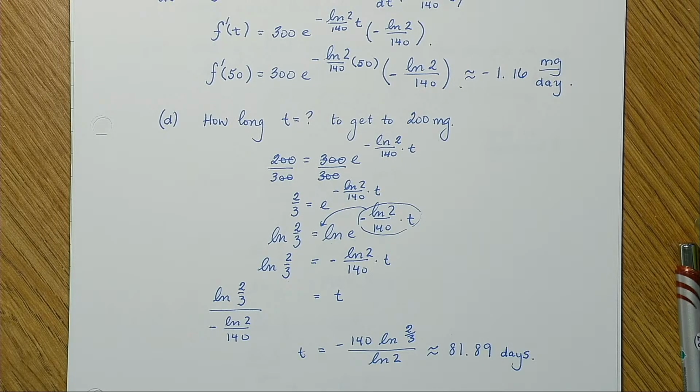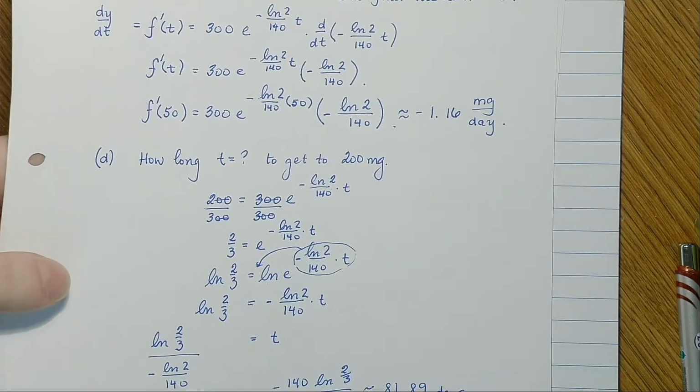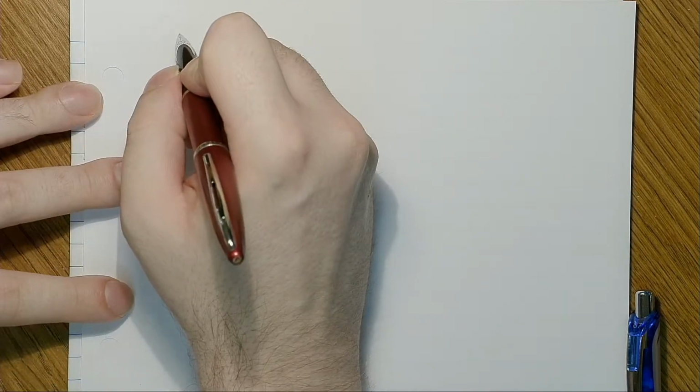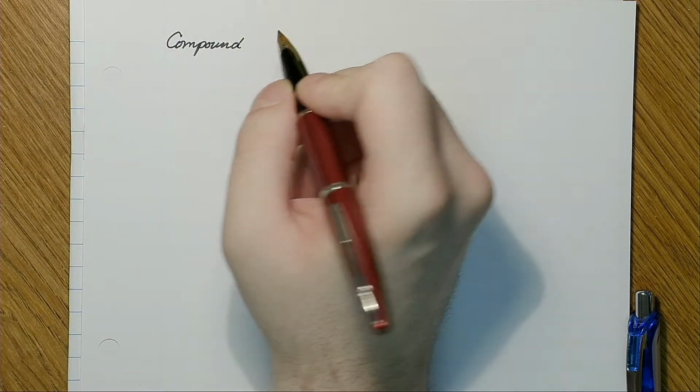Okay, so now we can move on to, let's do some compound interest. Switch over to a black pen. A bold black pen, because this is important, right? Because now we're at the compounding interest.